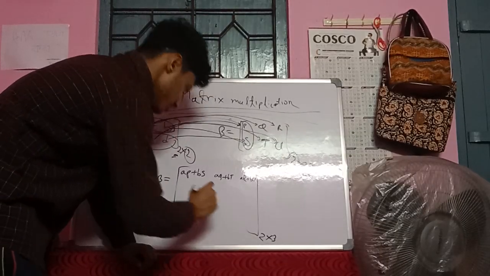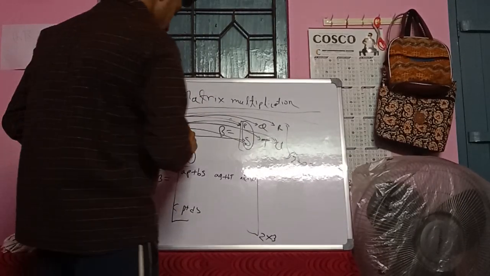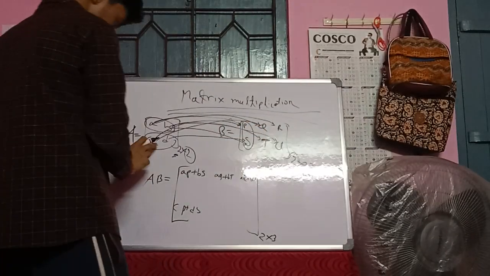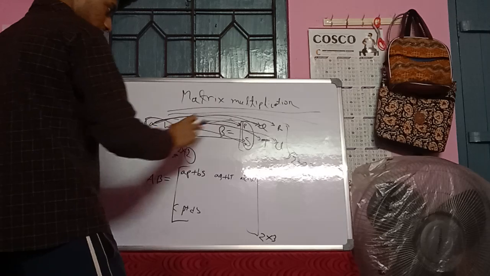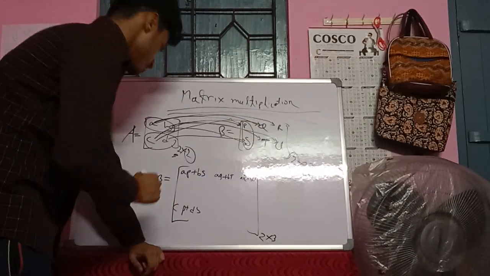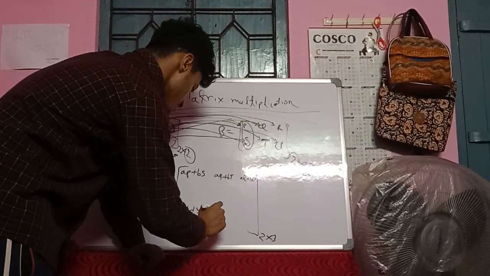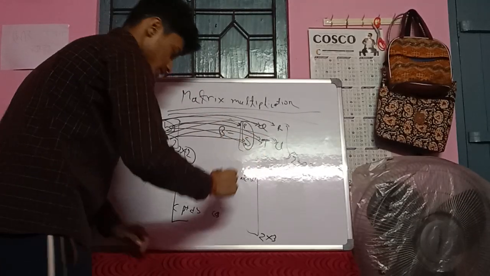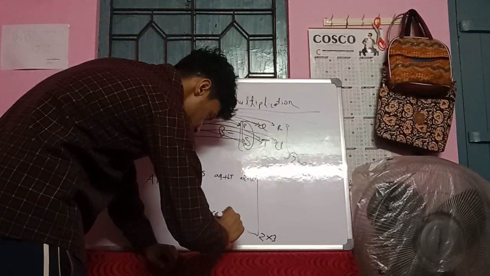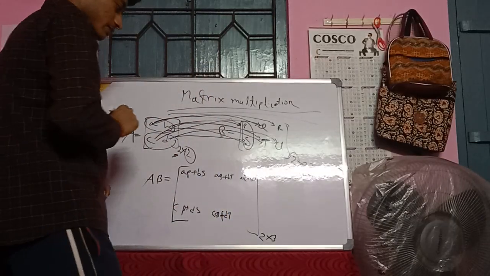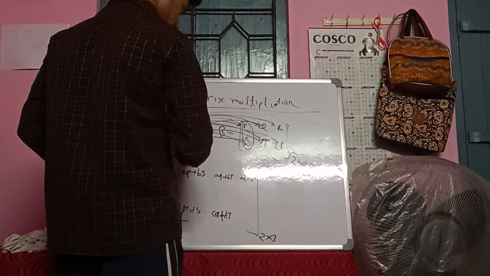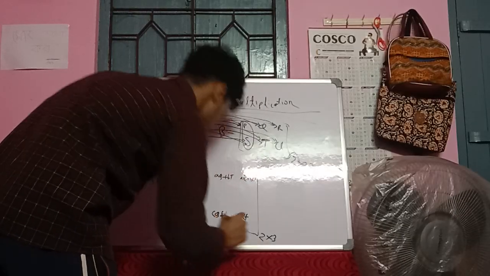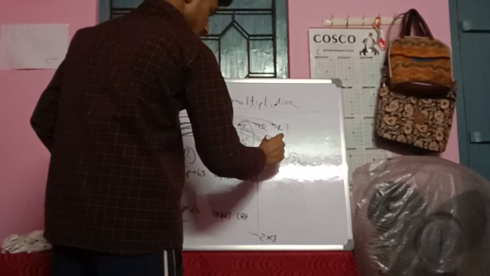With this, the second element would be C times Q, first element of this row, the first element of this column, C times Q plus G times D. And the third element would be again C times R plus G times C.